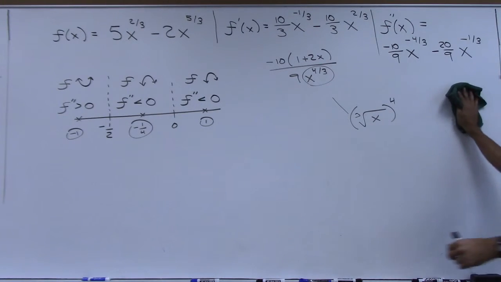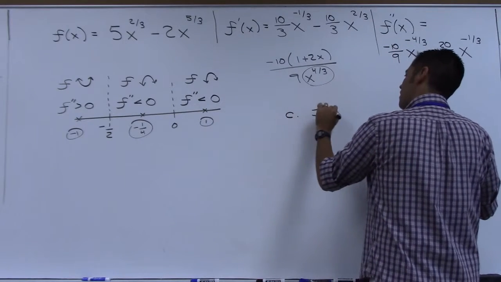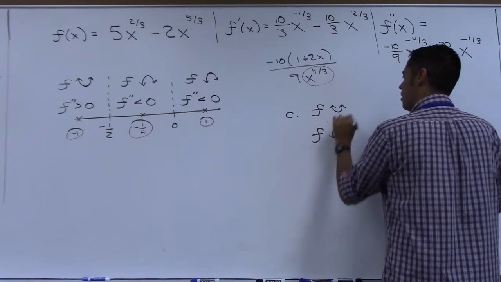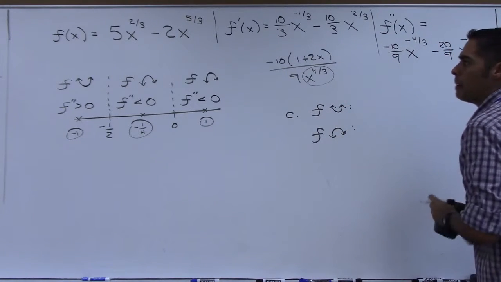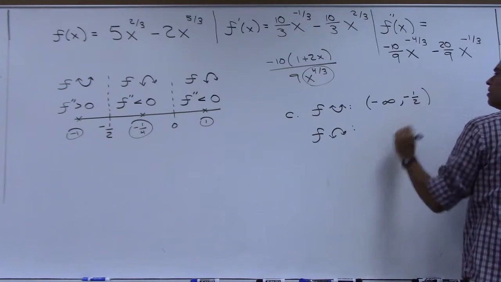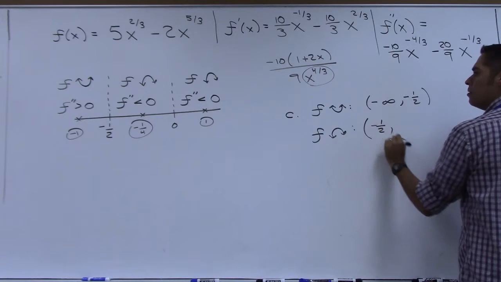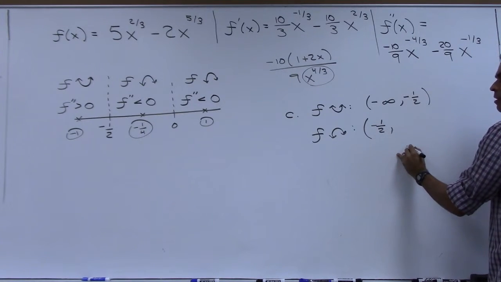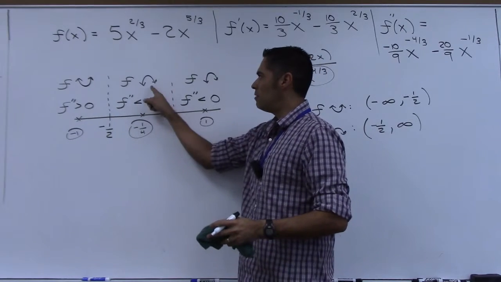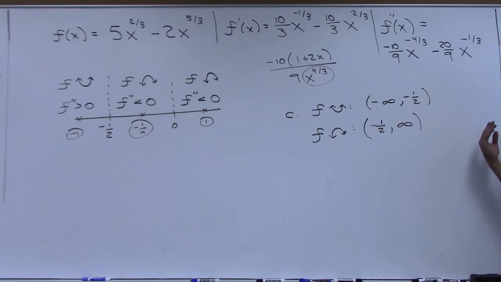So where is this thing, answering part C, where is F concave up? Where is F concave down? So where's it concave up? Negative infinity to negative 1/2. Where's it concave down? Negative 1/2 to 0. And then it keeps going, right? Notice that even though it's at 0, it's still negative, so it just goes forever.